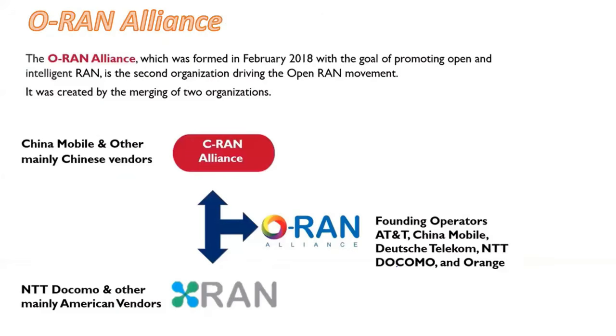And we have talked about the O-RAN Alliance also. So the O-RAN Alliance was formed in February 2018, and it was formed by the merger of two main groups, the C-RAN Alliance and the xRAN Alliance. And finally, we came up with a new body, the O-RAN Alliance, and its founding members are AT&T, China Mobile, NTT Docomo, and Orange.